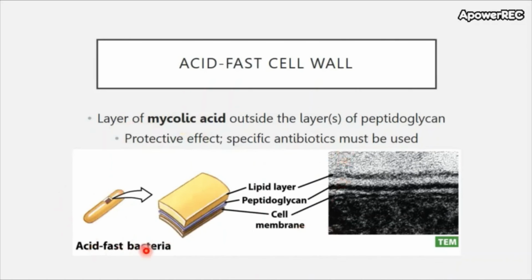So here's an example of an acid-fast bacteria. We can see it has the layer of the cell membrane, the peptidoglycan, and then this mycolic acid, a fatty acid or lipid layer, which is thick and on the outside. Examples of organisms that contain this are Mycobacterium, which cause tuberculosis and leprosy.